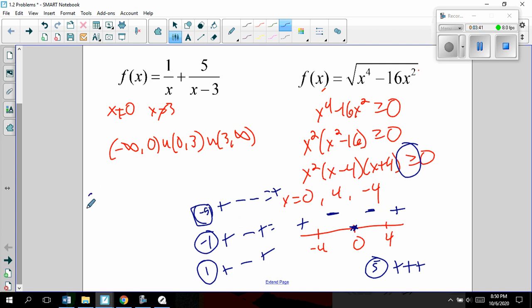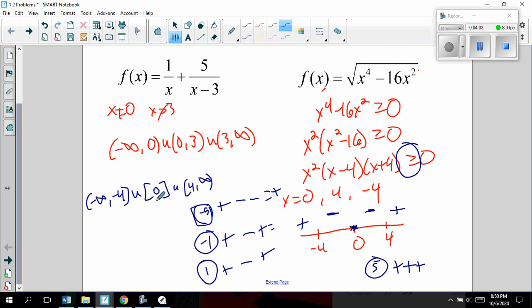So if you had your domain as negative infinity to negative 4 bracket, in union with 4 to infinity, like that, you're fine. That is fantastic, you are on the right track. You technically can also use 0. And so we're going to do that by just putting 0 in its own little bracket.